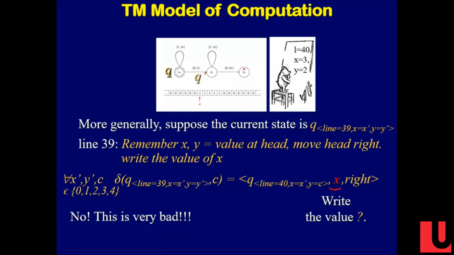All right? I didn't even need to say remember x. That was just an additional thing. You're remembering x. Y is getting the value at the head. I'm moving my head right, and I'm writing the value of x. So that's what we need to do. Let's go forward to the right code.